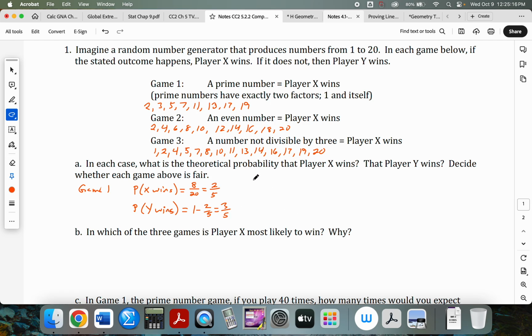All right, now let's do game 2. What's the probability that X wins? 1/2, because it's 10 out of 20. Yeah, there are 10 numbers out of 20. I always start with the raw numbers and then reduce it, so that's 1/2. So what's the probability that Y wins? It's also 1/2, because it's 1 minus 1/2, which is 1/2.